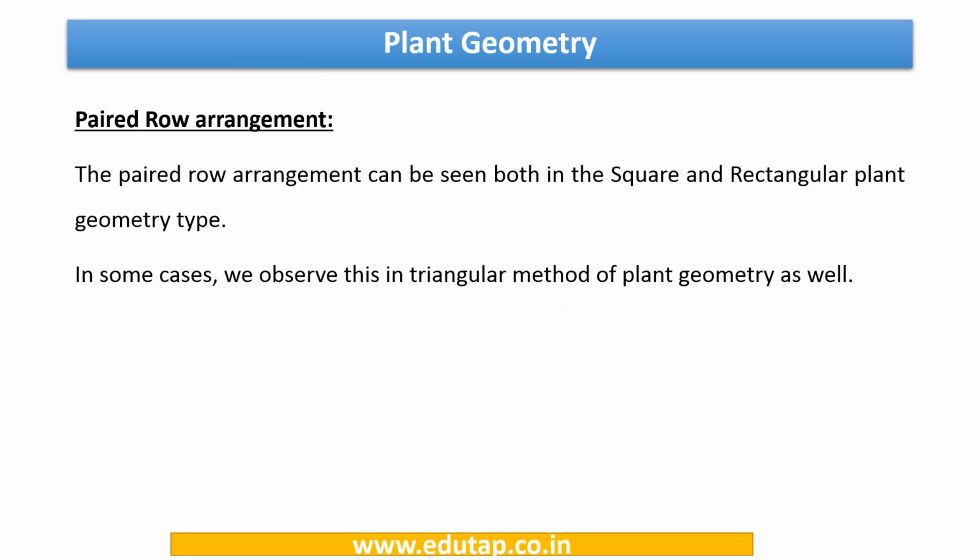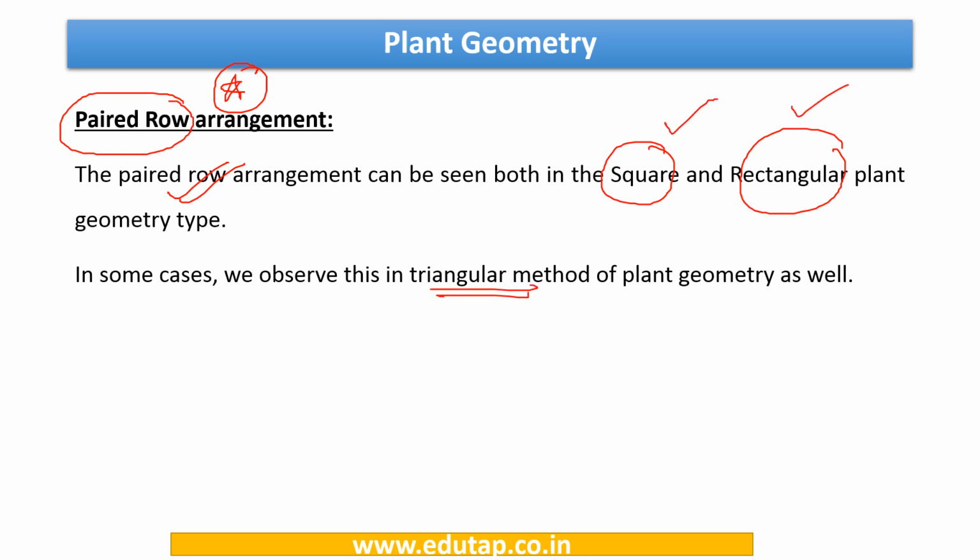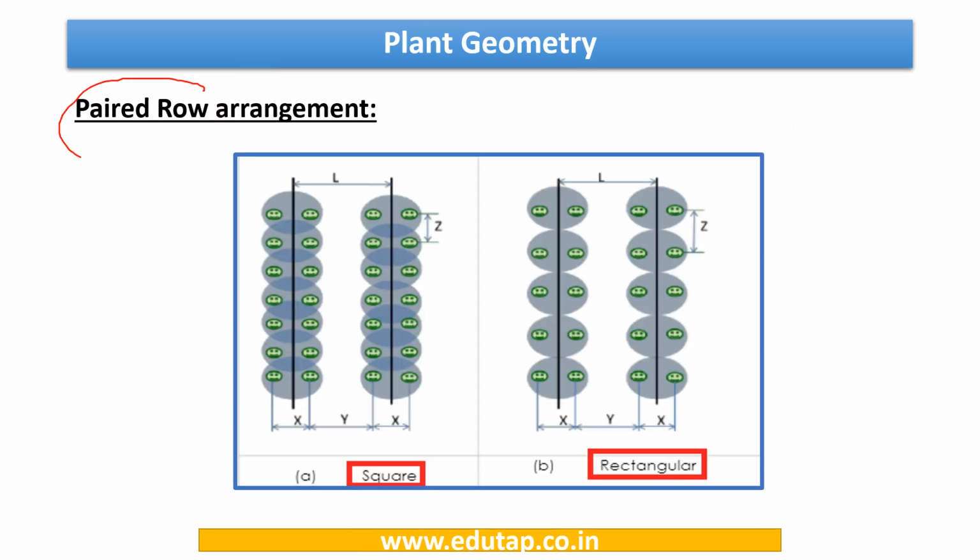Okay, now we come to a kind of a different arrangement that is called paired row arrangement. Let us understand what is this. First, you need to know that this kind of row arrangement that we are talking about can be seen in both square as well as rectangular geometry type. In certain cases, we also observe this in triangular method, but we shall restrict ourselves to square and rectangle. Okay, so first have a look here at the picture which is given below. Okay, this is a case of paired row arrangement in the case of square, and this one in the case of rectangular type of sowing. Pause the video here, have a look at this picture first, and then we shall move on to the explanation.